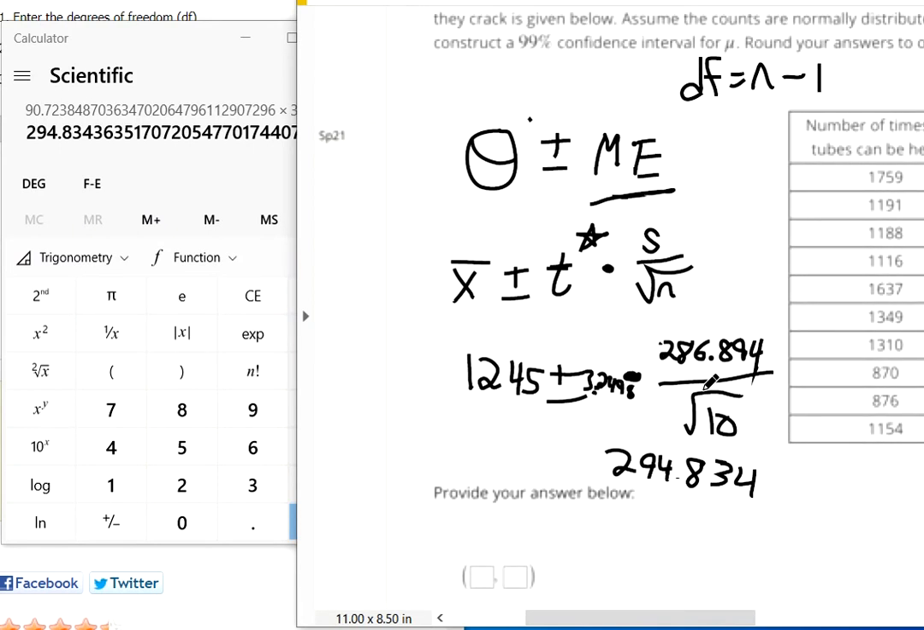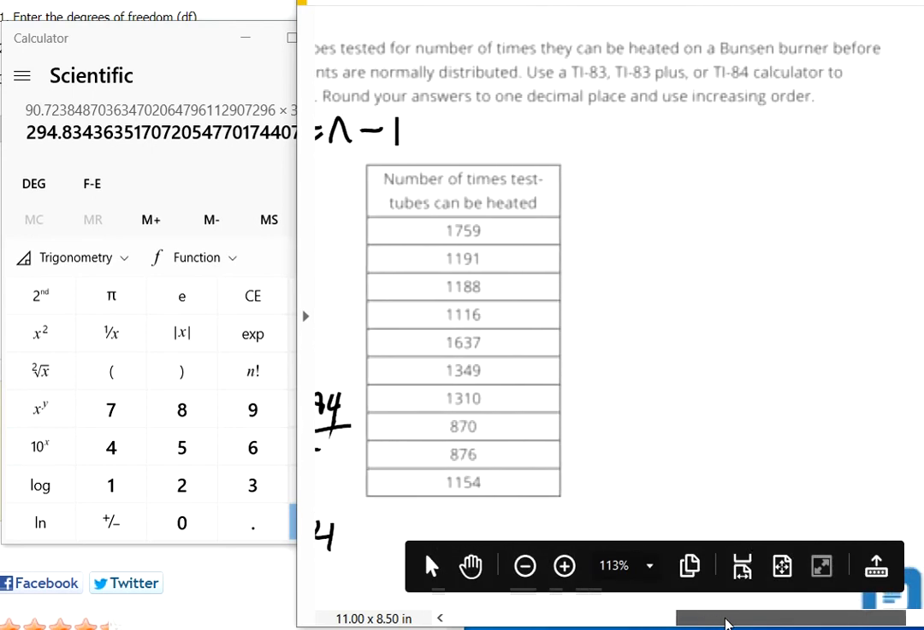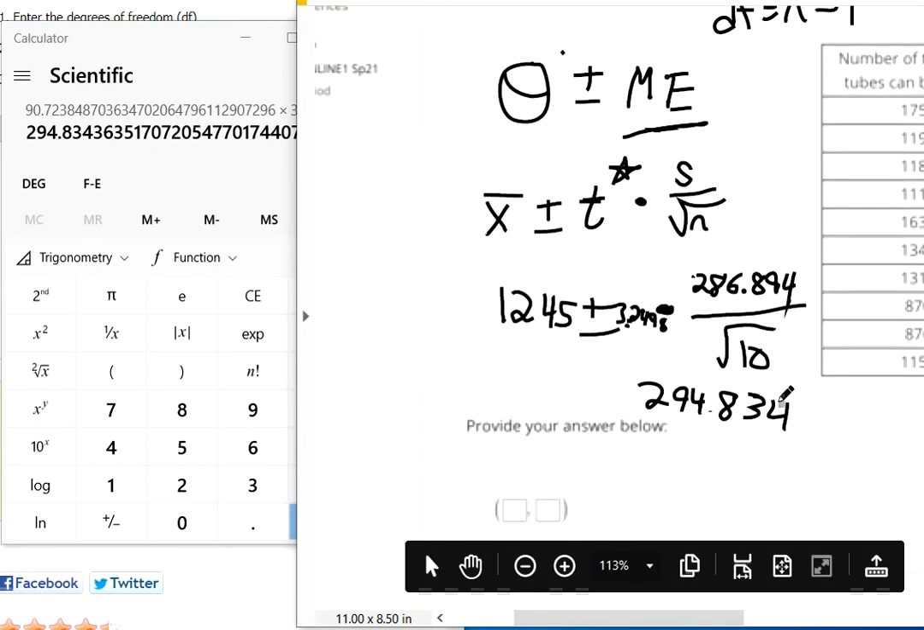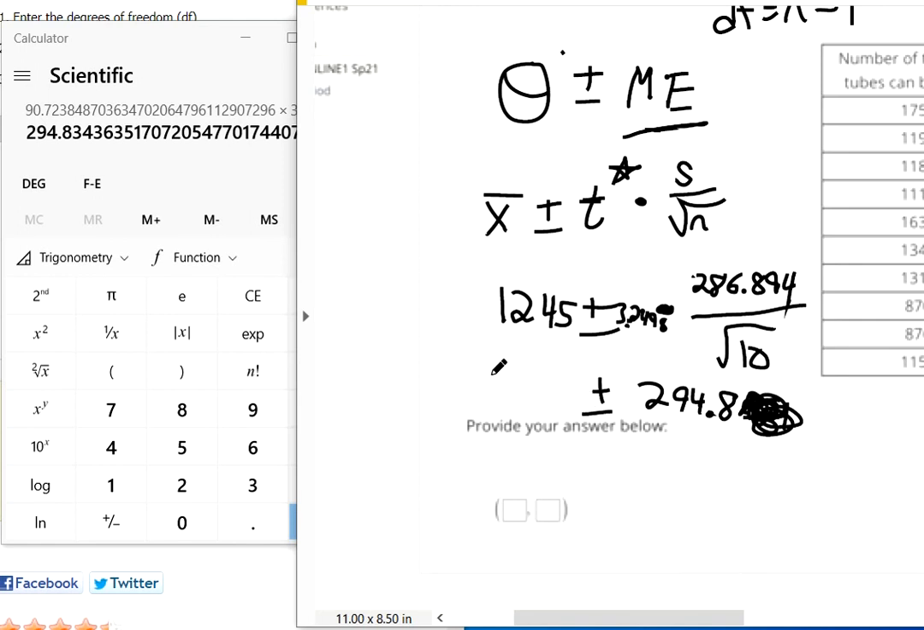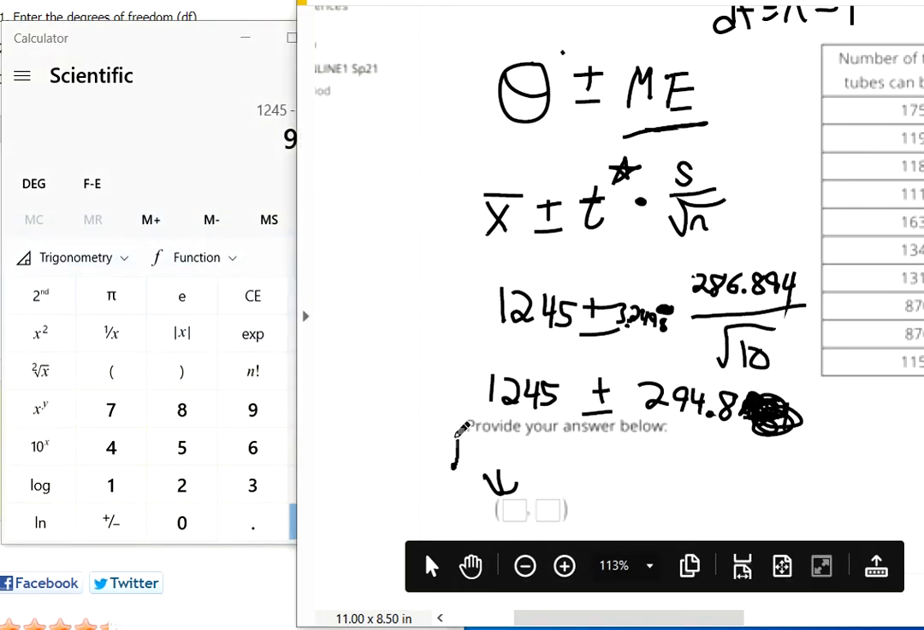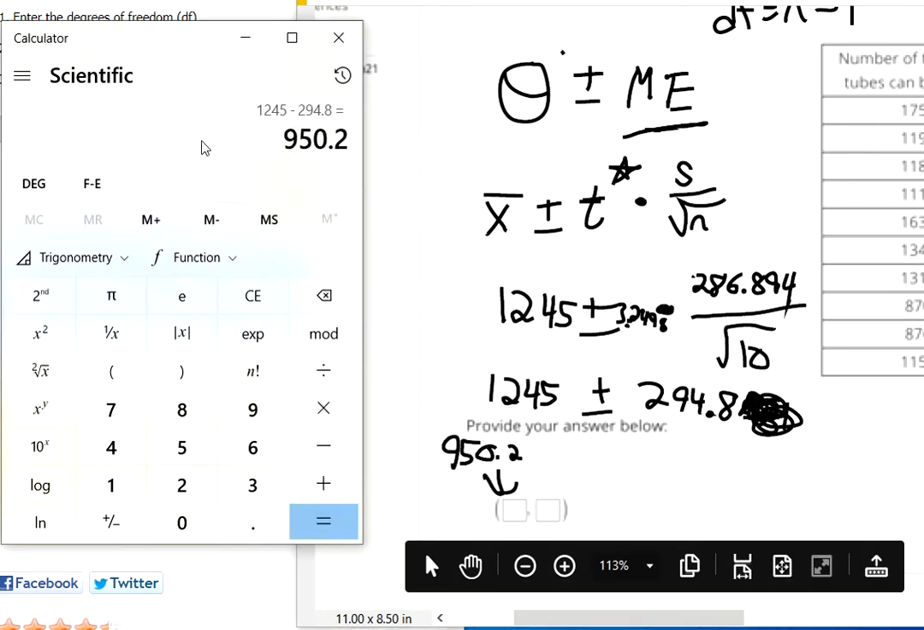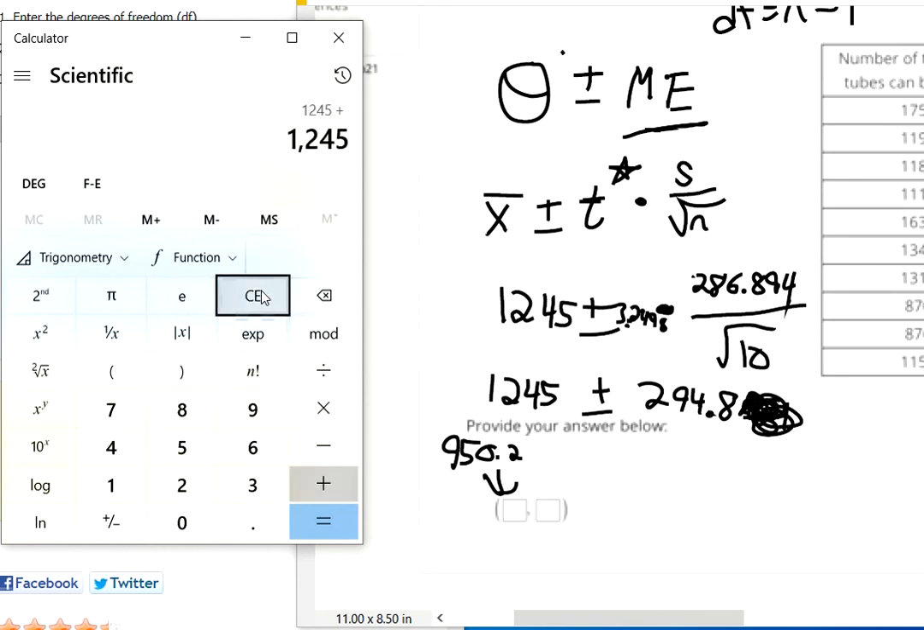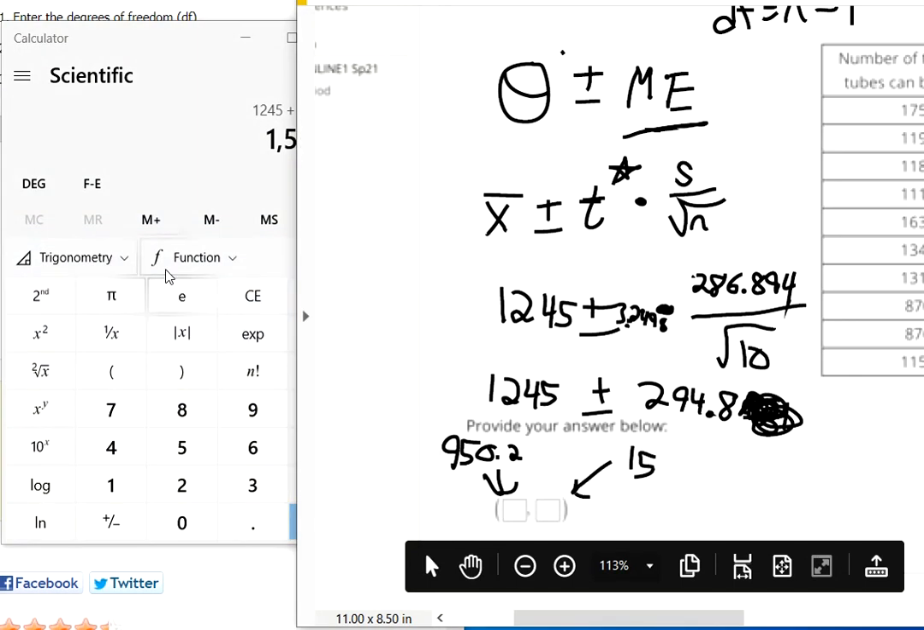So our margin of error is 294.834. Does it say how many decimals? One decimal place. So I'm going to round this to 294.8. That's our margin of error. So now we're ready to finally put some answers in Newton. Take that 1,245 and subtract the margin of error. 950.2 is our lower bound. And then 1,245 plus 294.8, that's 1,539.8. There's our confidence interval.